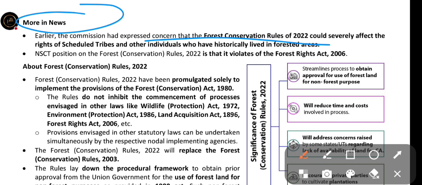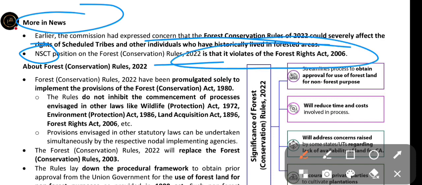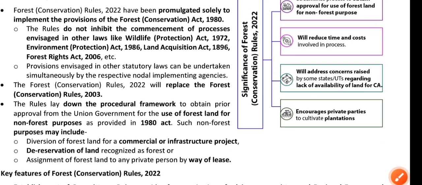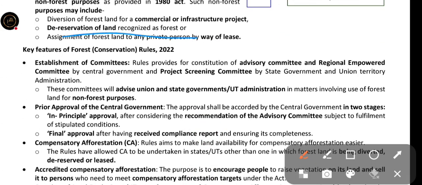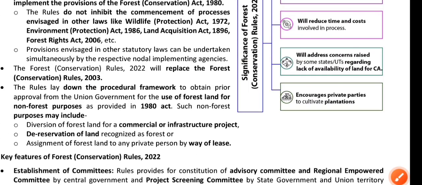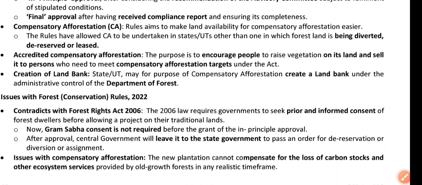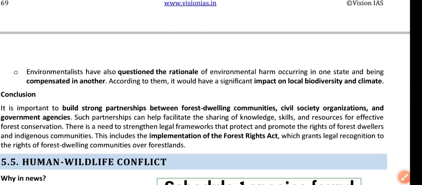Because of these rules, okay, the National Commission for Scheduled Tribes' position on the Forest Conservation Rules 2022 is that it violates the Forest Rights Act 2006. Okay, so according to NCST, you should remember this. What are the features of Forest Conservation Rules 2022? We will cover the features later. These are the facts about Forest Conservation Rules 2022, and the issues, that is, challenges.